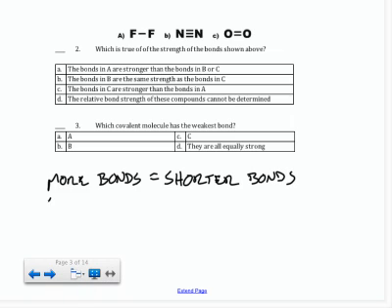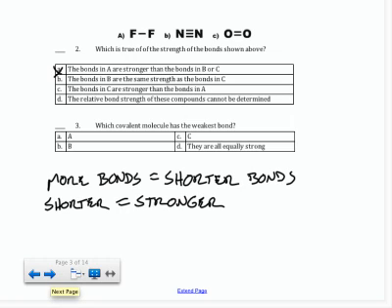And the shorter the bonds, the stronger the bonds, because the atoms get closer together, the protons in the nucleus get closer to the electrons on the outside. So the shorter they are, the stronger they are, which means the most bonds you have is going to be the shortest and the strongest. So you can eliminate the choices that compare the triple and single. So the bonds in C are stronger than the bonds in A because there's a double bond there compared to a single bond.